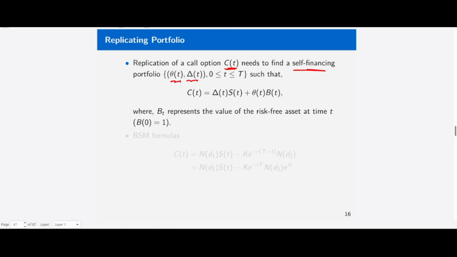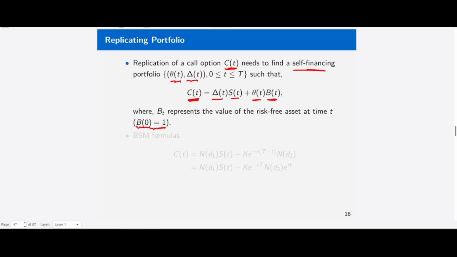Here delta is a position in the share and theta is the position in the fund. That means you may take money from the bank to buy the share. So our option value should be equal to delta times S plus theta times B of T. Here B(T) represents the value of the risk-free asset at time T, and initially the risk-free asset is equal to 1. We can start from 1 without loss of generality.